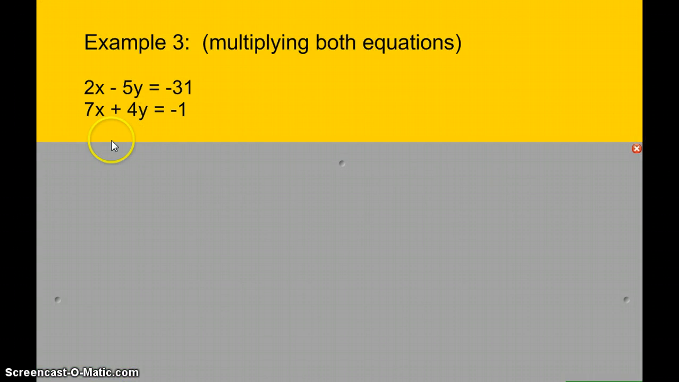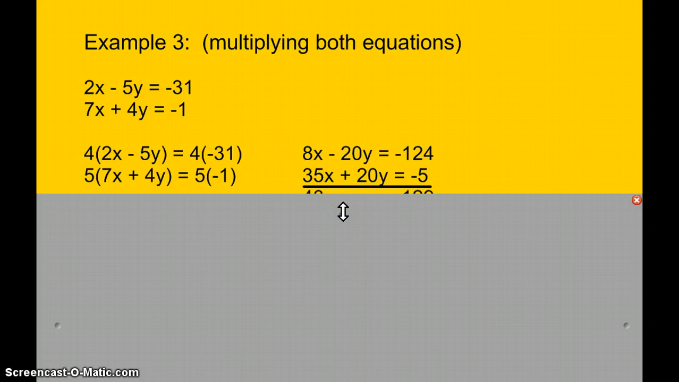In this case, we can't change 2 into 7. We can't change 4 into 5. So what we're going to have to do here is change both into a common multiple, something they share. And so I'm going to choose to work with the x's and eliminate the y's in this problem. And so I look at a negative 5 and a positive 4, and I say I could make that into negative 20 and positive 20 so that my y's would cancel out.